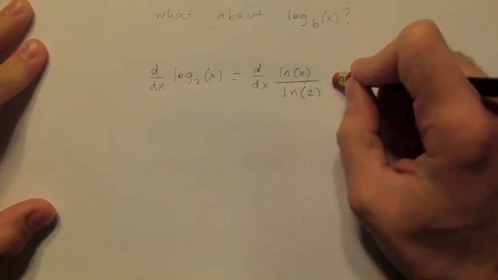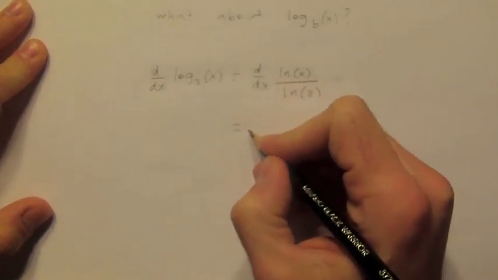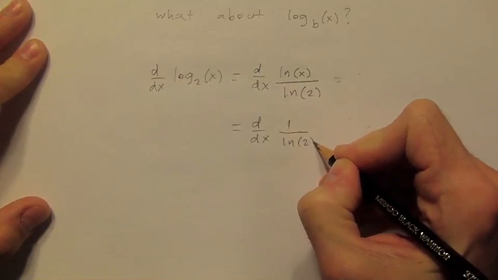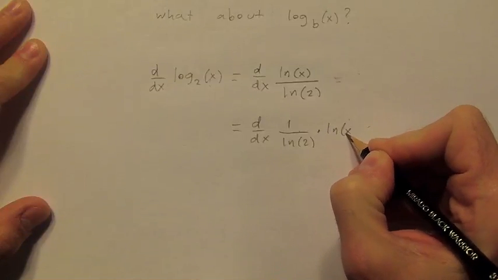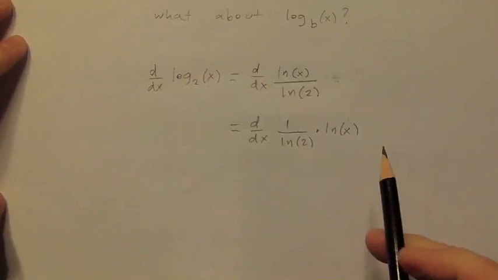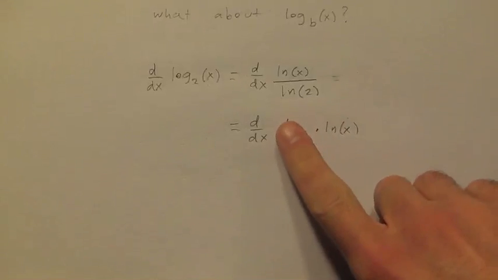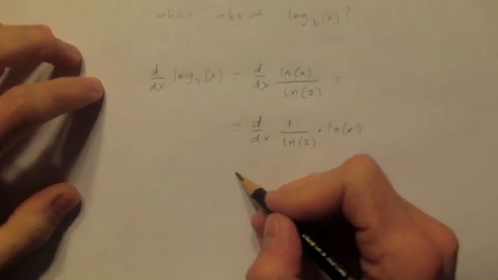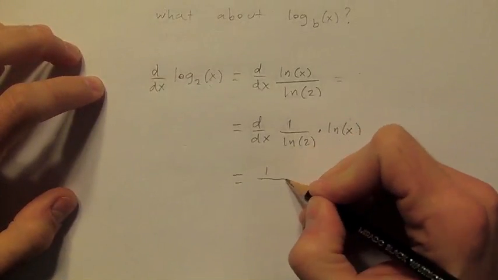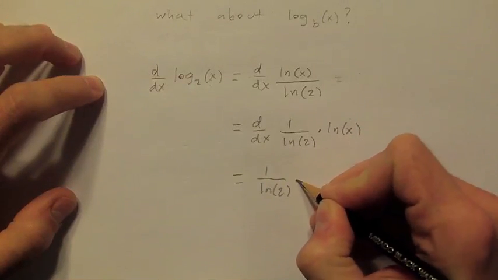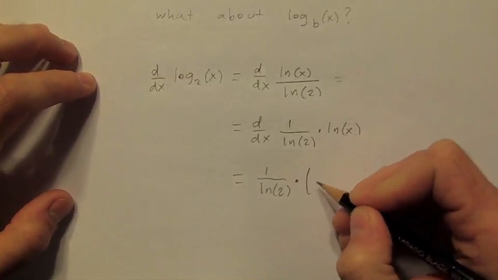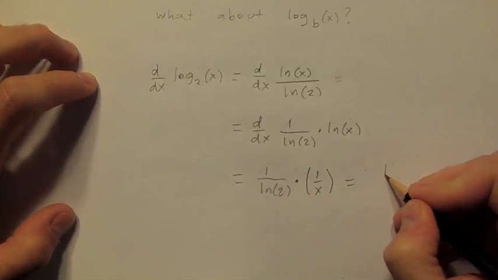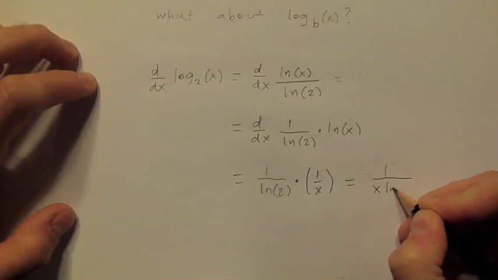Okay, which will be, let's rewrite it like this. This will be the derivative with respect to x of 1 over ln of 2 times ln of x. Right? So what we basically just have is a constant out front with an ln of x. So the derivative of this is just going to be 1 over ln of 2 times the derivative of natural log of x, which is 1 over x. So it ends up being, when I multiply this together, 1 over x times ln of 2.